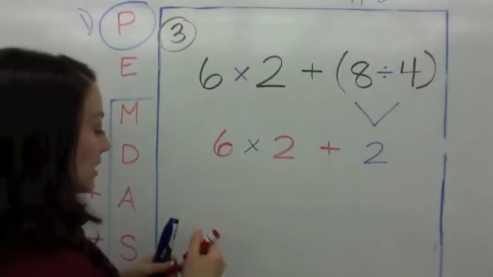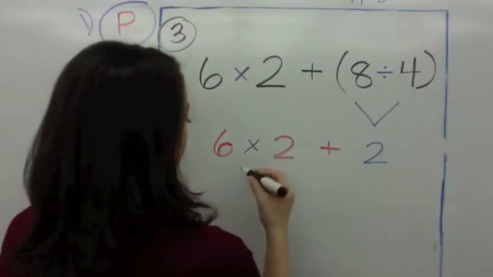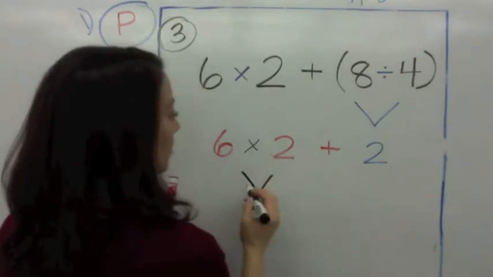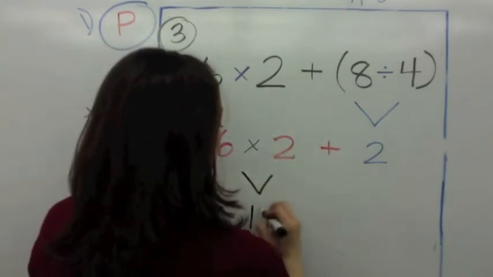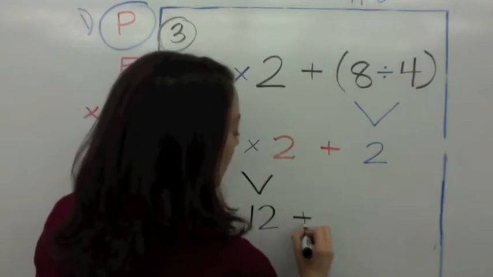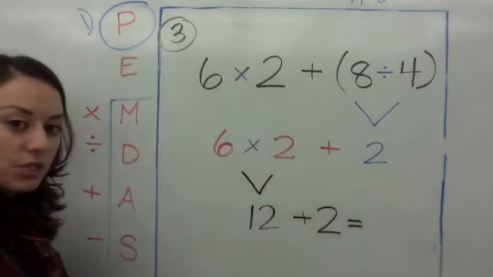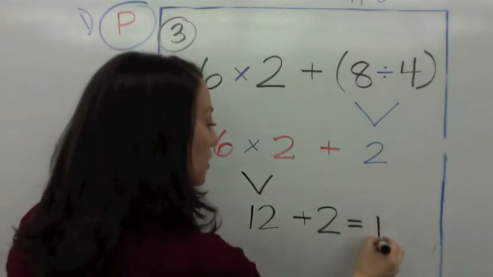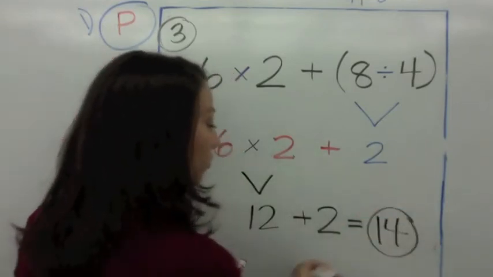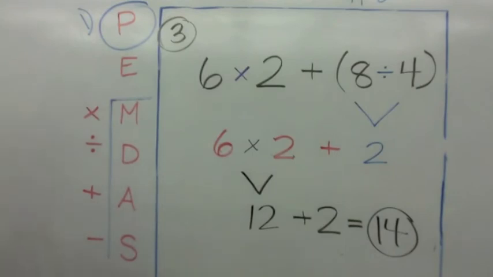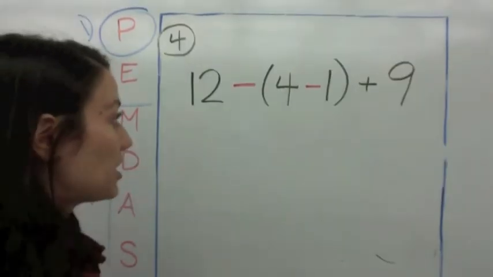So you're going to say that 6 times 2, what's 6 times 2? 6, 12. Then you're going to go ahead and add 2 to that now. Okay, now you have 12 plus 2, which is, what's 12 plus 2, friends? 12 plus 2 is 14. Good, go ahead and get that down. Our last example for today we're going to read together.